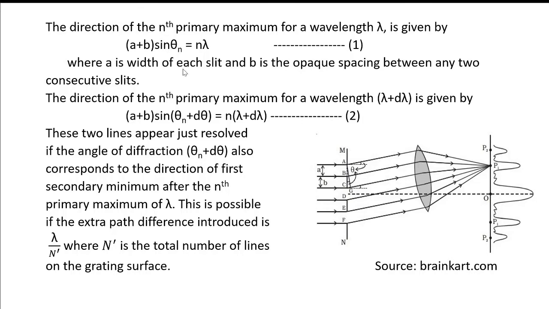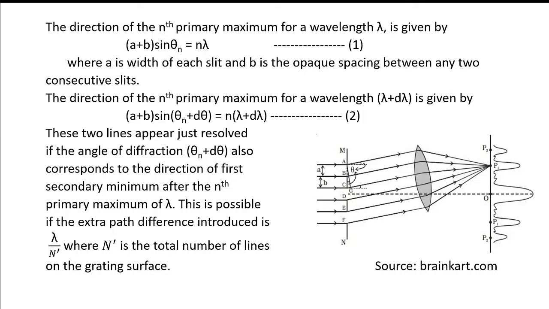Now the direction of the nth primary maximum for a wavelength lambda is given by (a plus b) sin theta n is equal to n lambda. This is equation 1. Similarly, the direction of the nth primary maximum for a wavelength lambda plus d lambda is given by (a plus b) sin (theta n plus d theta) is equal to n into (lambda plus d lambda). This is equation 2.